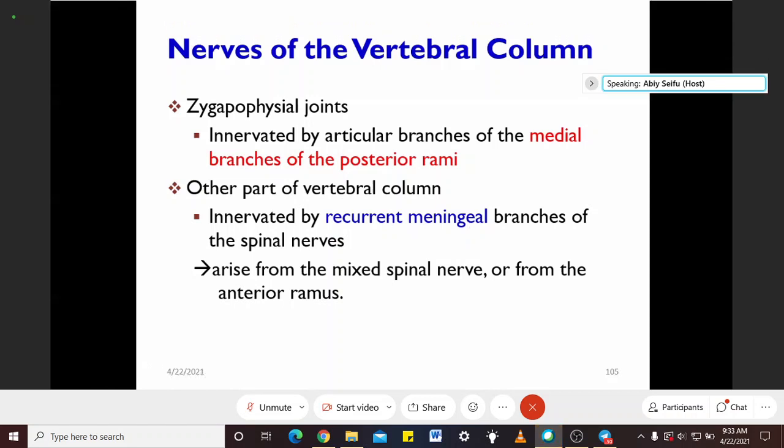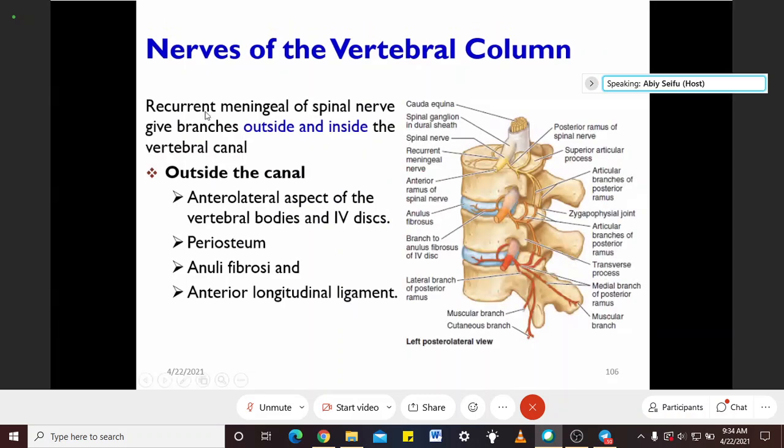The body is innervated by the meningeal nerve, the recurrent meningeal nerve, which also supplies other components of the vertebral column. Let's see this recurrent meningeal nerve. It gives an external and an internal branch. This one is the external one, and there is also the internal branch. The internal branch returns back to the vertebral canal through the intervertebral foramen, where the spinal nerve exits from the vertebral canal.